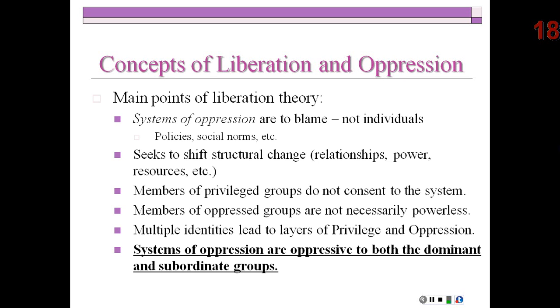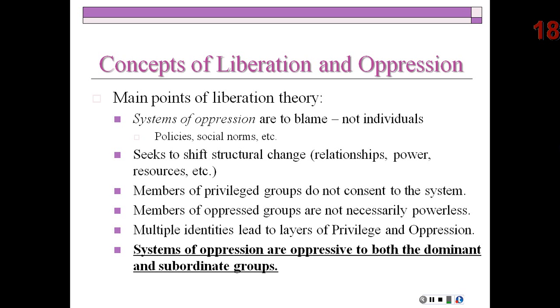So the main points here of liberation and oppression that I really want you to take away is systems of oppression are to blame, not individuals. So what I mean by systems of oppression are the policies that are created that withhold resources and access to resources from certain groups. It's the social norms, right? It's those stereotypes. It's the way we act toward people of a different group. These things need to be changed, not the individuals, right?